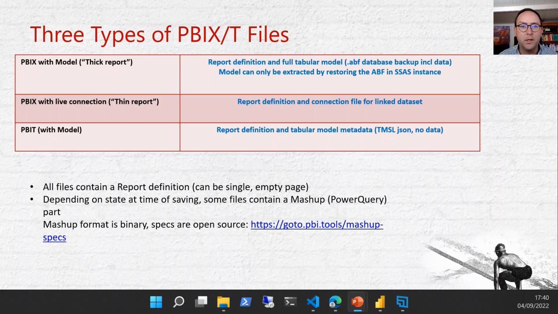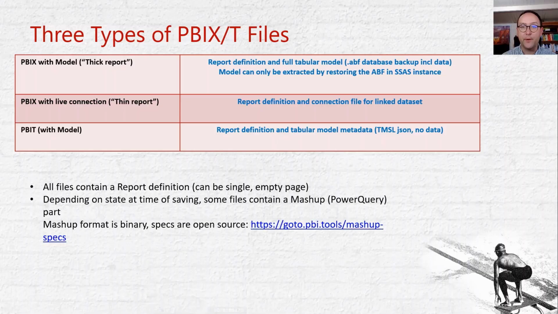And then lastly, we have PBIT files, and those are effectively the same as thick reports. The only difference is that we don't have a data model backup embedded here. Instead, we only have data model metadata. When you create a PBIT file, T stands for template, and then reopen it in Power BI Desktop, the first thing you have to do is to actually rehydrate that model by basically loading all the model data back into the database. The next slide is going to give us an overview of how those three types of files differ with respect to the internal contents.